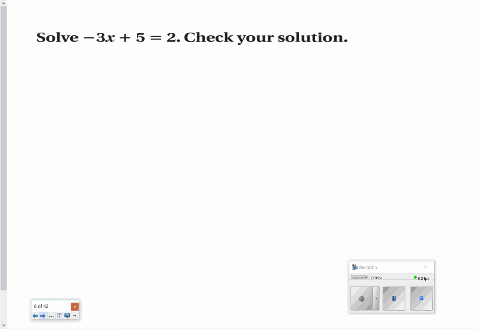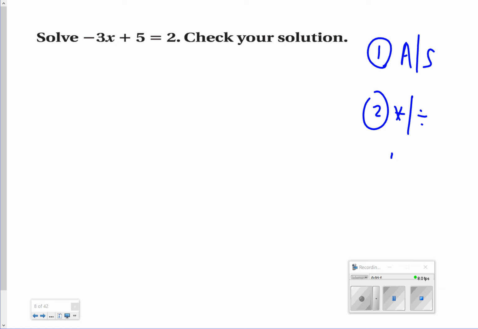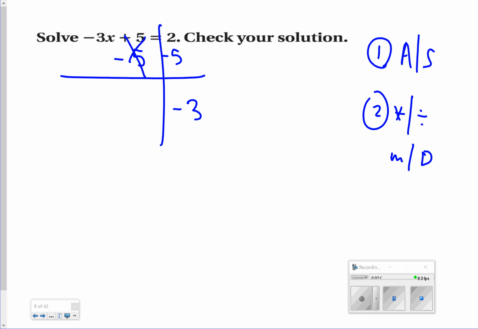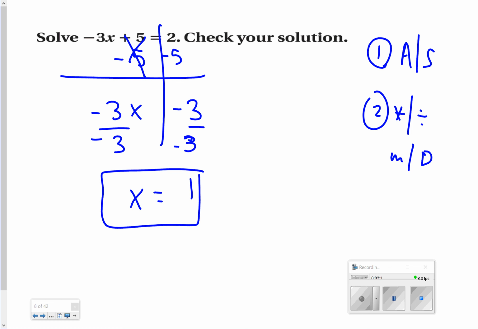Here's another example. We have negative 3x plus 5 is equal to 2. Again, I'm going to start with addition or subtraction first, and then do multiplication or division. M or D, sorry. So I'm going to subtract 5 first from both sides. 2 minus 5, that's going to give me a negative 3, and then I still have this negative 3x over here. I'm going to divide both sides by negative 3 since I see multiplication. X will be equal to a positive 1.